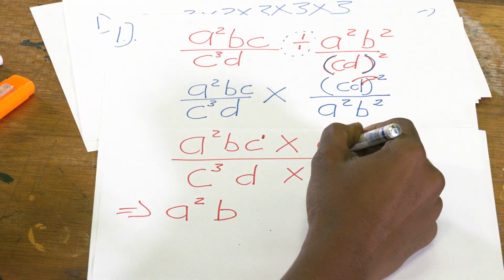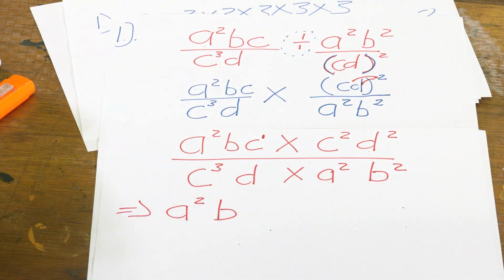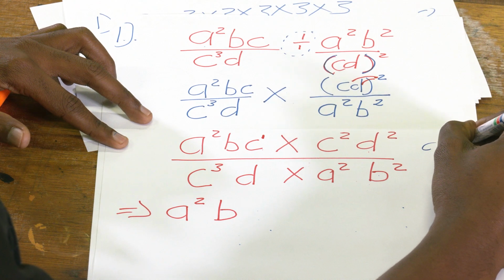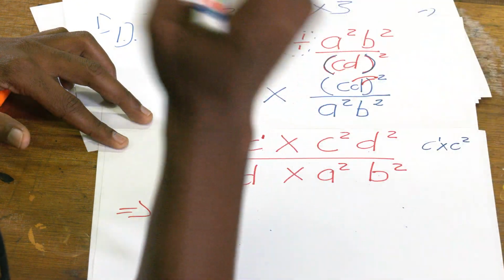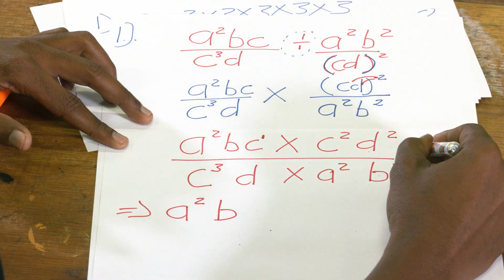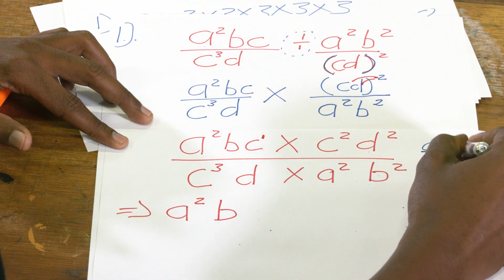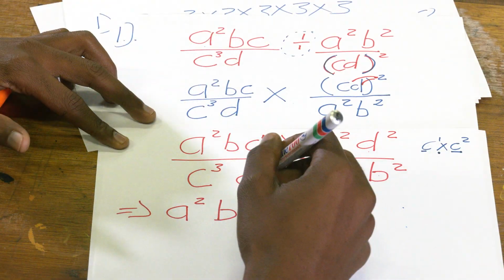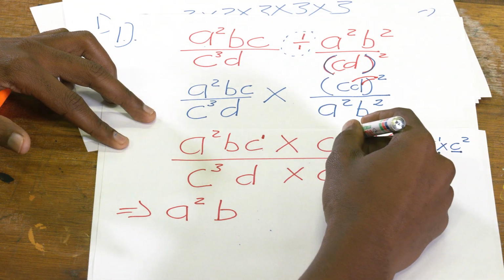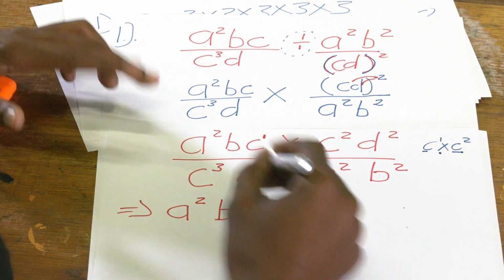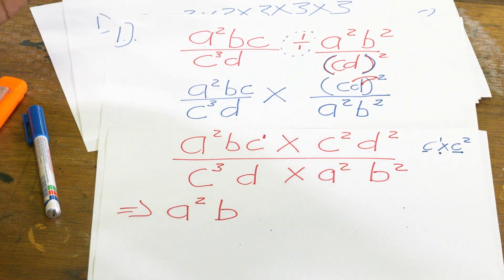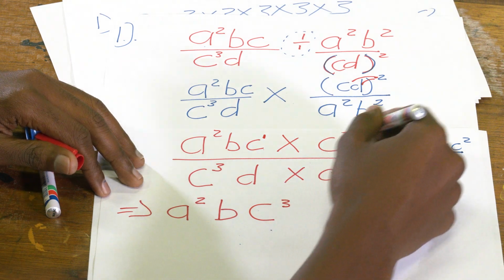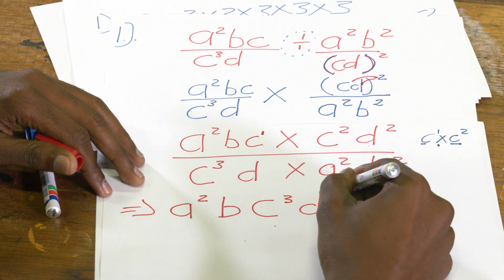And then on the other side, we've got c squared. So we have literally c to the 1 multiplied by c squared. Remember, now we go back to laws. The law says if the variables are the same and it's multiplication, then we add the exponents. So c to the 1 plus c to the 2 becomes c to the 3. And then d is the only one, so it's d squared.